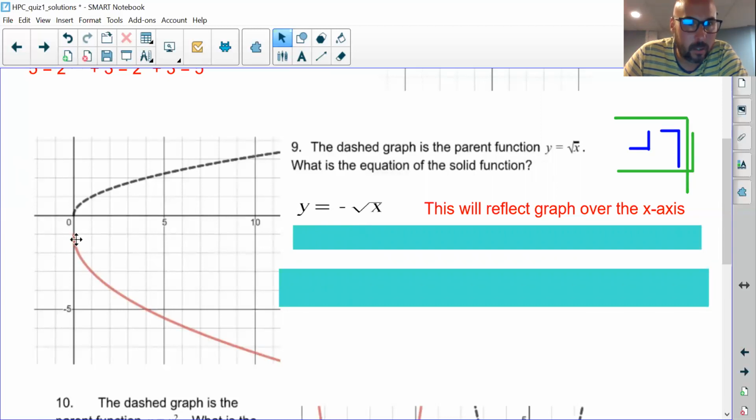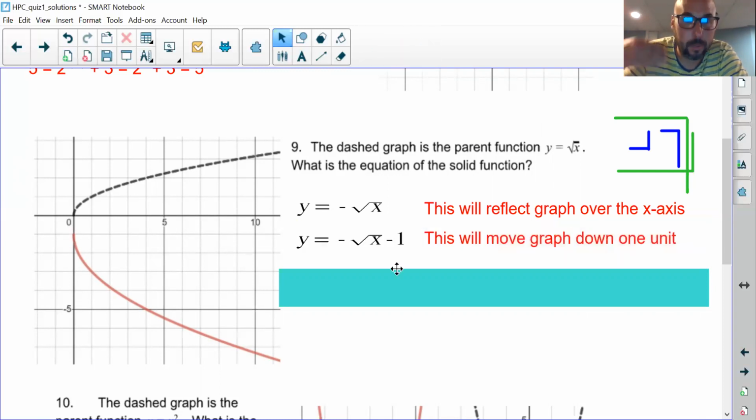And then what else do I notice? Well, it got flipped upside down, but then it also dropped down 1 unit because here's the original starting point, but now my starting point is down 1. So I'm building that. So now I keep my first transformation, the reflection, and minusing 1 drops everything down 1. But I'm not done yet because it looks like it got stretched, and it did.